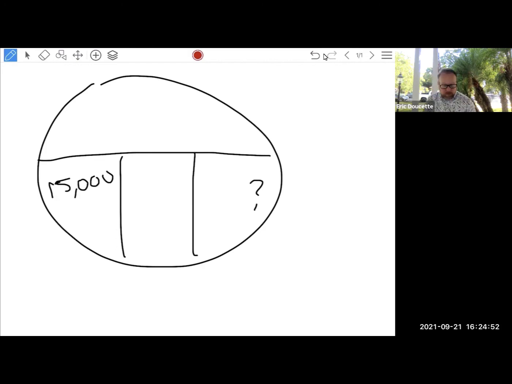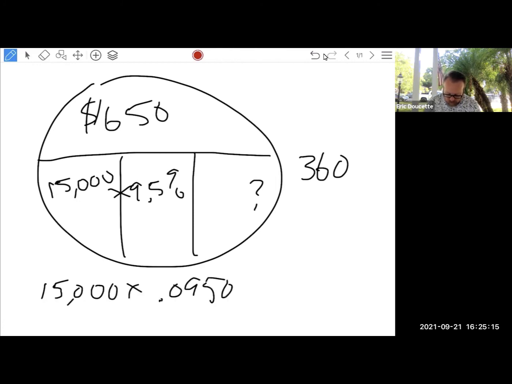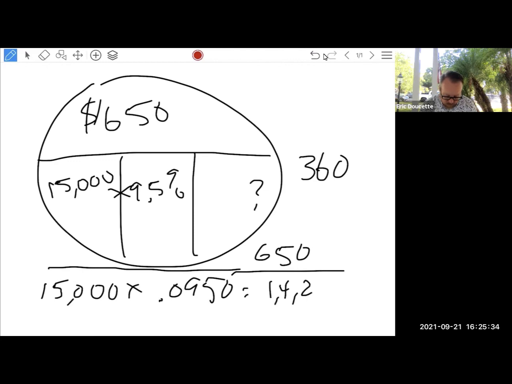Make sure my cat's still around. At 9.5% interest, looking for time, with an ordinary interest of $650. So remember, it's going to be ordinary interest, so it's going to be 360. We'll come back to that. So again, we're just going to do the math. 15,000 times 0.0950. We're going to divide all that by 650. All right, let me do the math. So that equals 1,400.